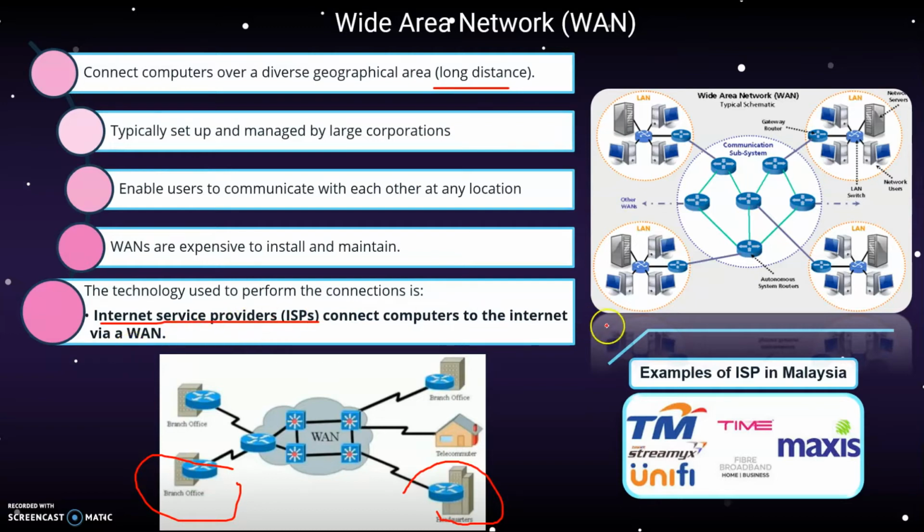Here are examples of ISPs in Malaysia: Maxis, Time, Unifi, Streamyx. These providers allow individuals and organizations to access the internet worldwide.